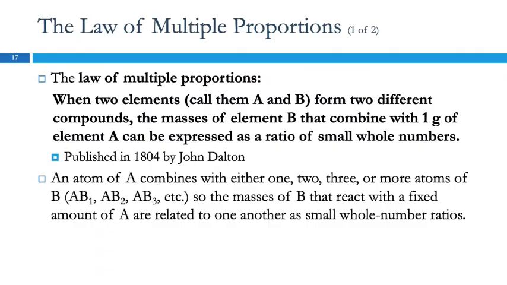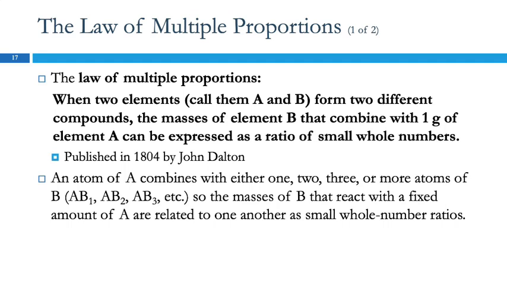So definite proportions, then saying there's a law of multiple proportions kind of seems to contradict that, but actually it doesn't. So this one's kind of hard to put into words. If we have two elements, and we're just going to call them A and B, that form two different compounds, then the masses of element B that combine with 1 gram of element A can be expressed as a ratio of small whole numbers. And this was published in 1804.